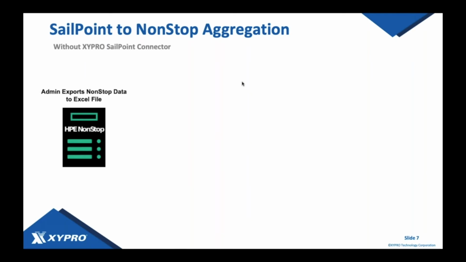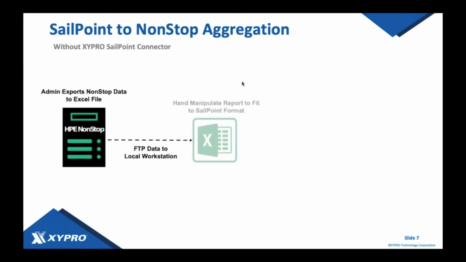Another typical use case is aggregation, meaning at some point you're going to have a disparity between the identities that exist within SailPoint and the user IDs that actually exist on the NonStop. It should, in most cases, be a one-to-one, but it's not always the case. So what a lot of our customers have ended up doing is you would export your user IDs from NonStop via an Excel file or some other flat file, and then download them to a local workstation. On the workstation, you would open up Excel and format the data and map the data in a way where SailPoint can then consume it.